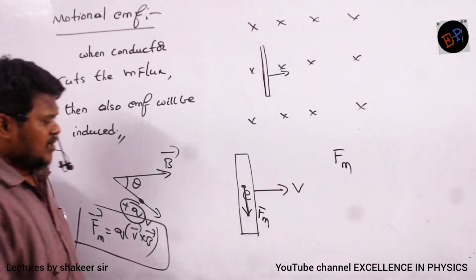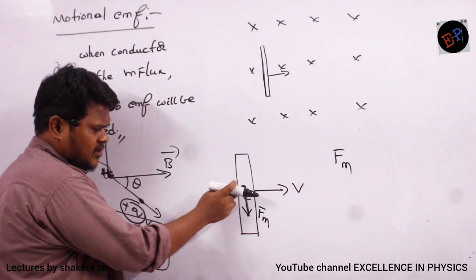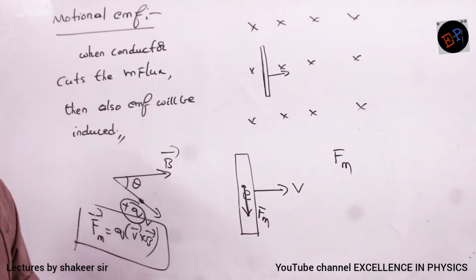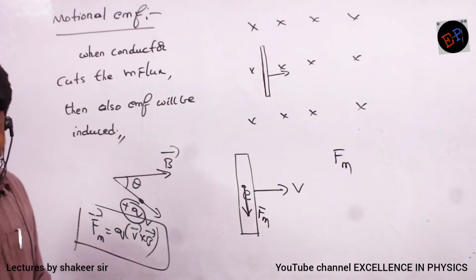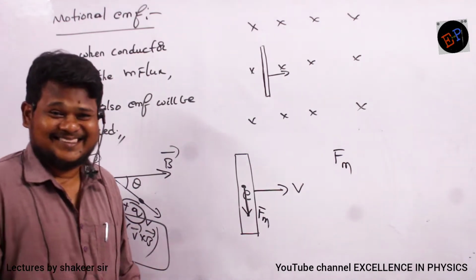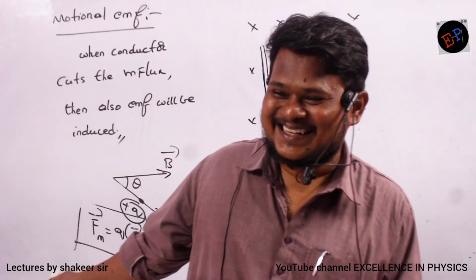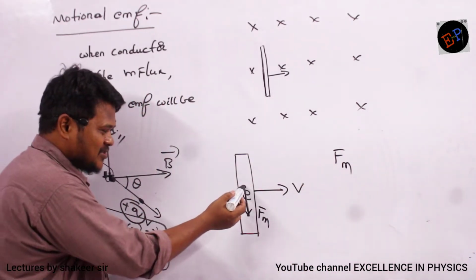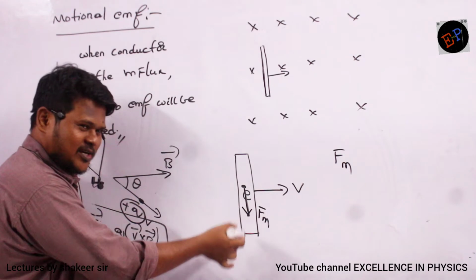Okay. Now can you say, when electron experiences force in downward direction, then what happens? See, when this electron experiences force in downwards direction, what happens?